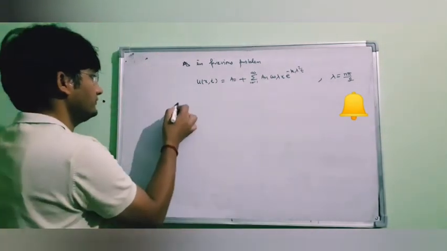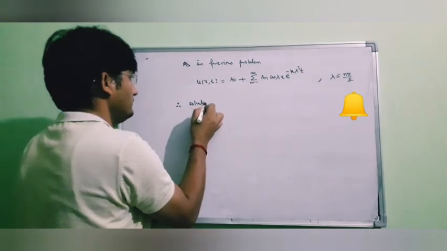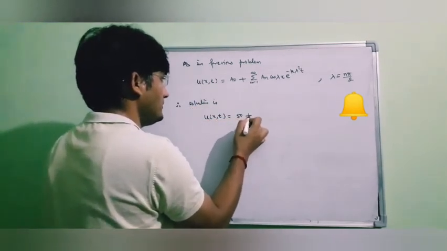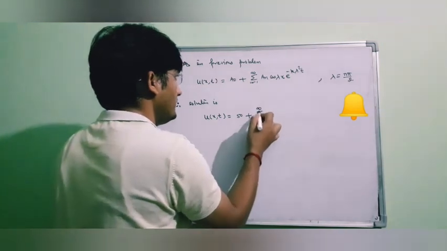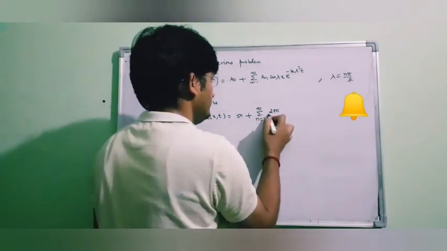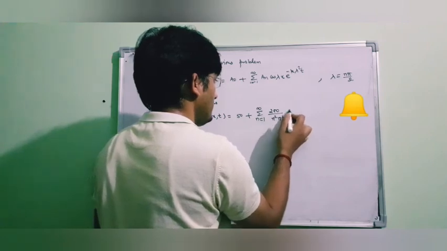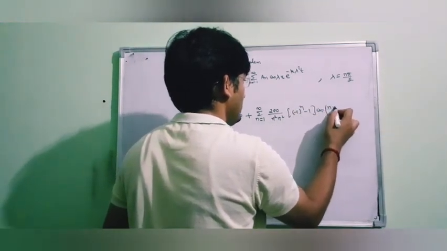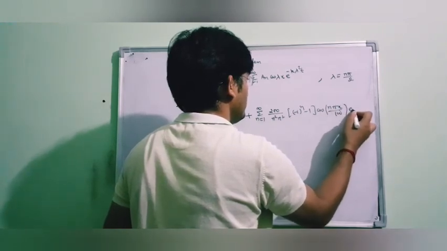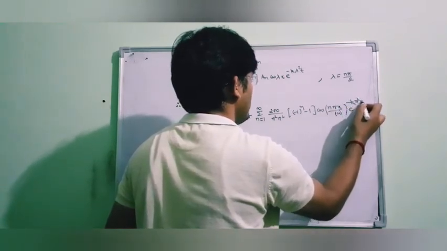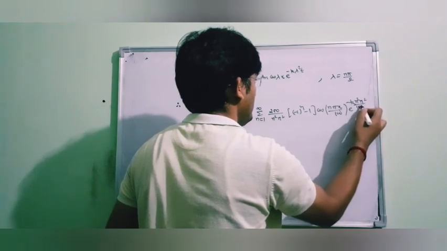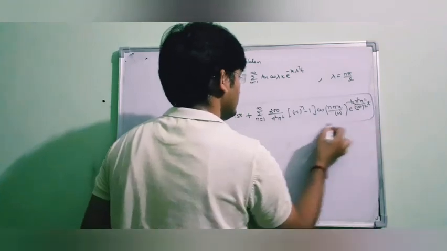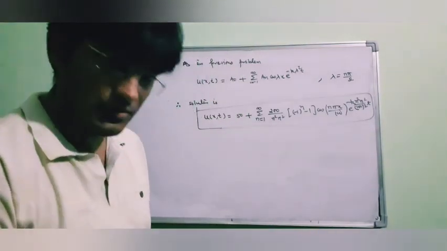Therefore the solution is u(x,t) equal to A naught, which was 50, plus the sum from n equal to 1 to infinity of 200 upon n square pi square into (minus 1 to the power n minus 1) into cos(n pi x upon 100) into e to the power minus k n square pi square upon 100 square into t. So this is your answer. This is the answer of this problem.